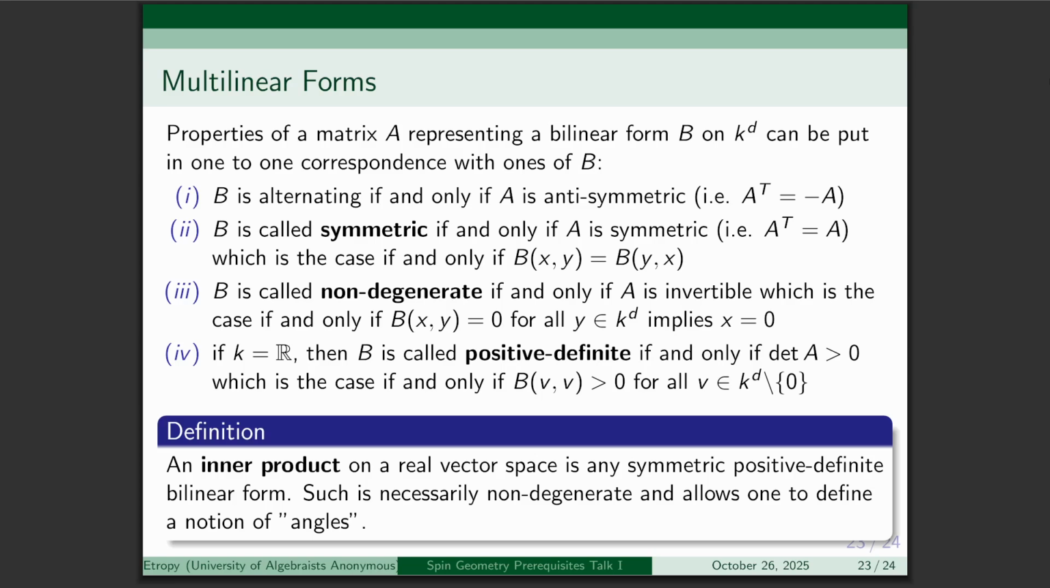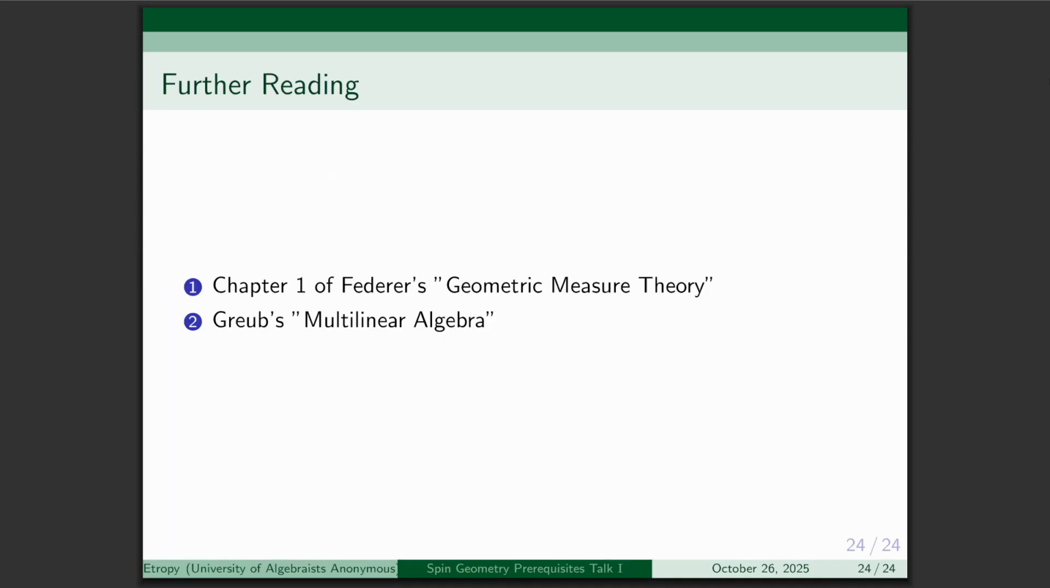Okay, so that would be the end of my talk. I've just put some minimal further reading references here. You can take a look at, this is a geometric measure theory book, but actually it has a very excellent first chapter on multilinear algebra. It covers a lot of things in detail, also elaborates on, say, Hodge duality and such things.